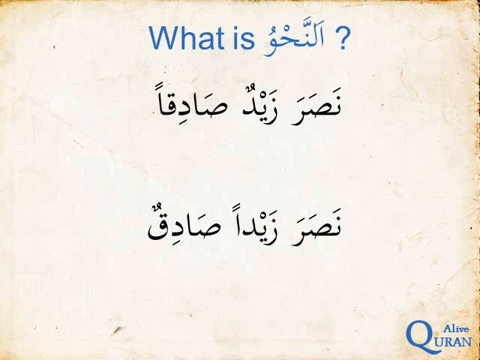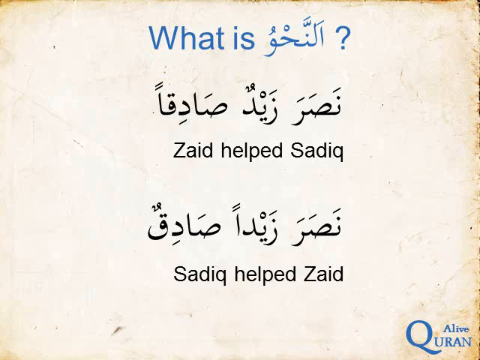Okay, so the translation of the first sentence, Nasara Zaydun Sadiqan, is Zayd helped Sadiq. The translation of the second sentence, Nasara Zaydan Sadiqun, is in fact Sadiq helped Zayd. Why is this? If we look closely at the two sentences, we will see in the first sentence that the word Zaydun ends with an un. The second word Sadiqan ends with an an. In the second sentence, the word Zaydan ends with an an, whereas this time the word Sadiq ends with an un, Sadiqun.